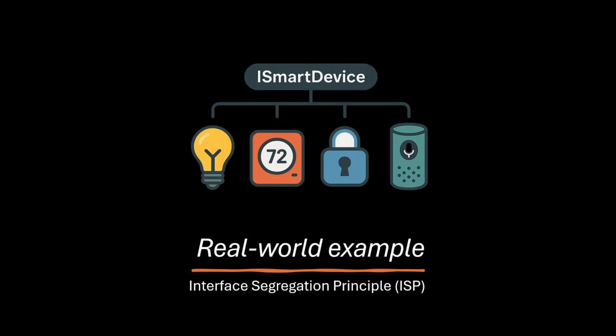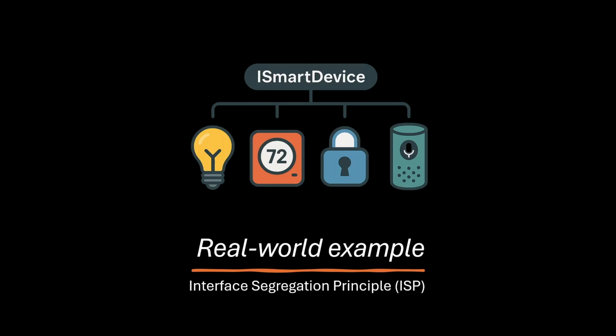But here's the problem. A smart bulb doesn't need to adjust temperature. A thermostat doesn't need to process voice commands. A smart lock doesn't care about playing music. Yet, if they all implement ISmartDevice, they are forced to have methods they don't use. And that's exactly what an ISP violation is.